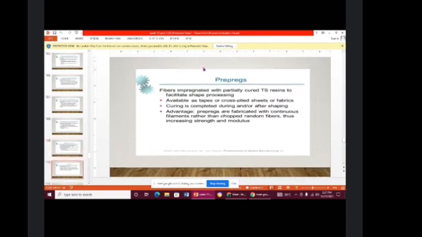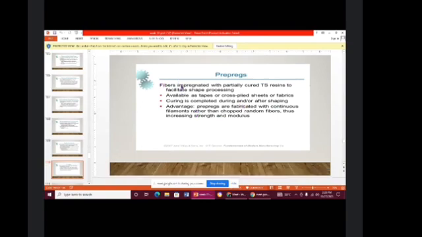What is a prepreg? These are fibers impregnated with partially cured resins to facilitate shaping processes. They are available as tapes or cross-plied sheets of fabric, and curing is completed during and/or after shaping. The advantage is that prepregs are fabricated with continuous filaments rather than short random fibers, thus increasing strength and modulus.